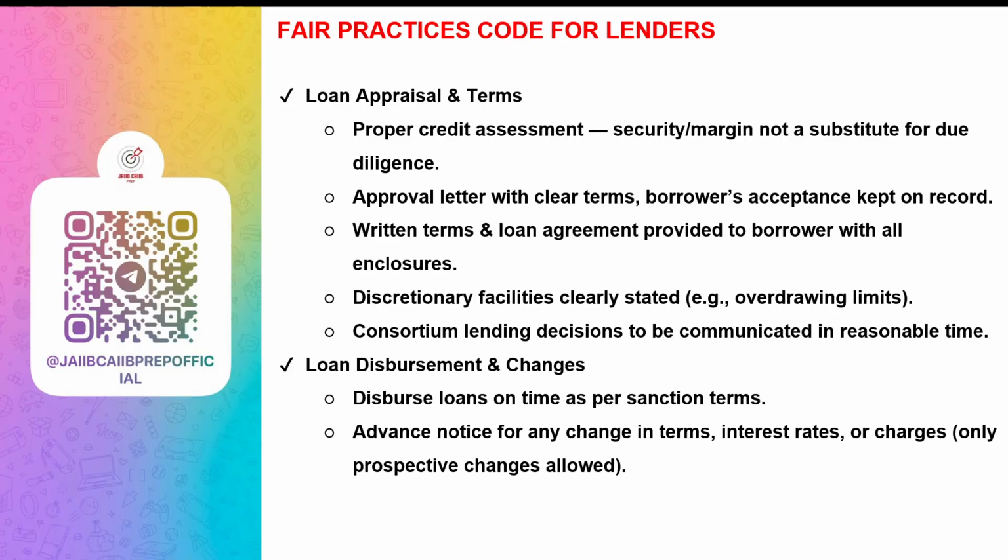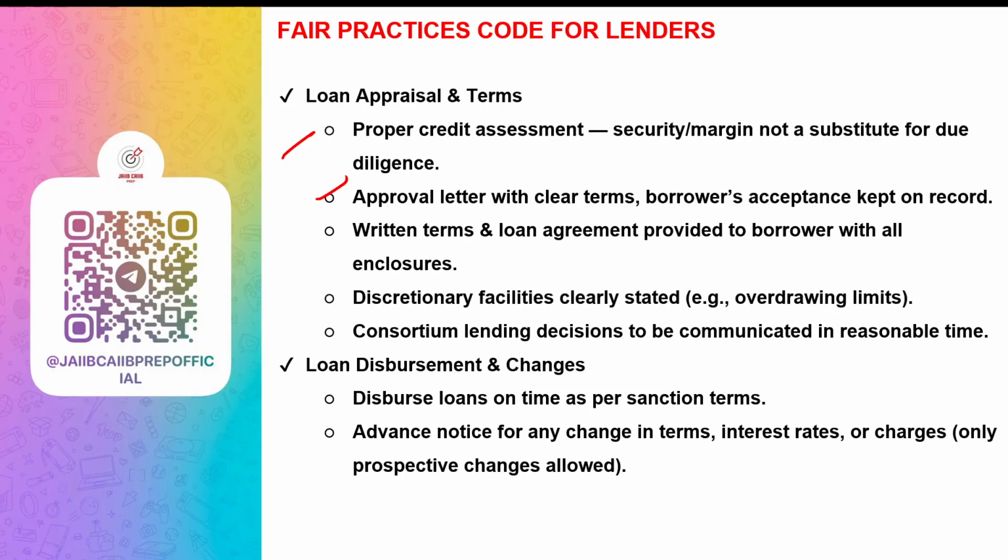Loan appraisal and terms. So this is about checking the borrower's ability to repay and finalizing the terms. So proper credit assessment should be there. You should not depend on the collateral. You should check the borrower's actual repayment ability. When the bank approves the loan, it should send an approval letter with all the terms and conditions. All terms decided between the borrower and the bank must be in writing. An authorized bank official must certify them. Loan agreement copy should be there. So the borrower must get a copy of the signed loan agreement and all reference documents.